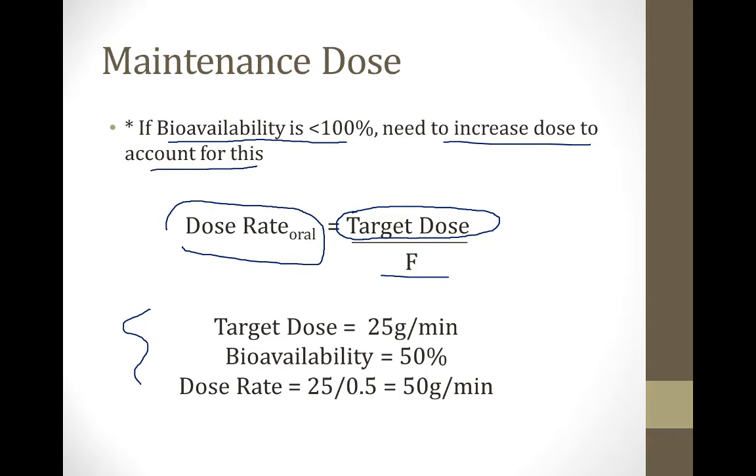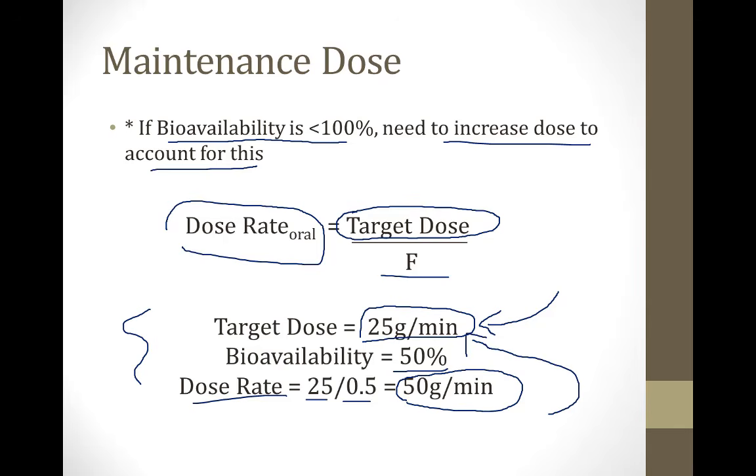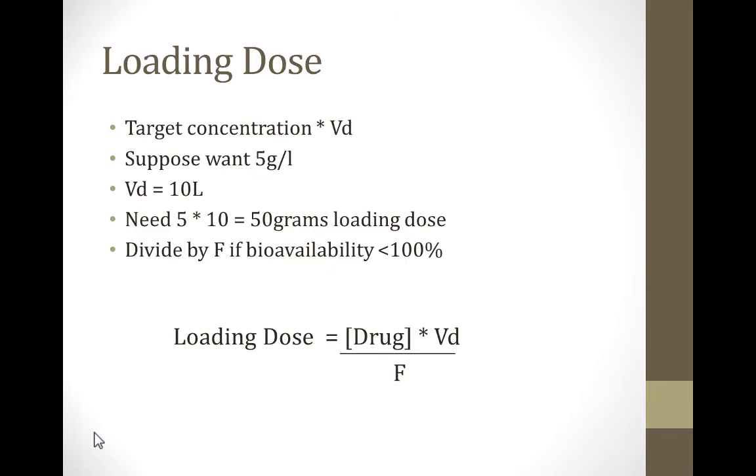So imagine we had a target dose of 25 grams per minute to match the elimination rate like what I showed you on the last slide. However, imagine the bioavailability is only 50% when the drug's administered orally. This means we need to increase this number by 50% to make up for the amount that gets lost through first-pass metabolism or poor absorption. So the correct dose rate would be the 25 grams per minute divided by the bioavailability 0.5, or 50 grams per minute. So we're giving more dose than we actually want because we know a lot of it is not going to make it into the circulation, but this will ensure that the proper amount gets into the circulation to create therapeutic effect.